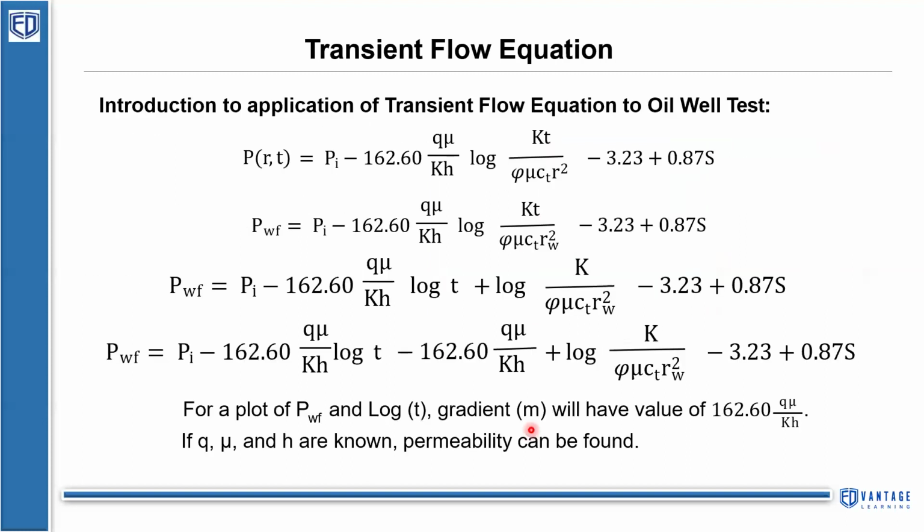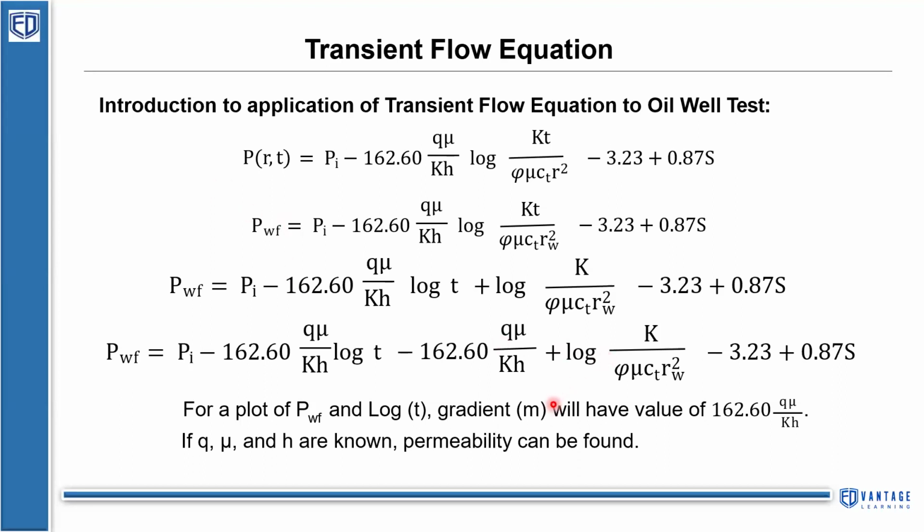So now the transport equation, actual transport flow equation of oil well test will be this. The pressure at a distinctive radius and time will be the initial pressure minus this entire term that is derived: 162.6 Q mu by KH times log of kt by 5 mu r ct rw square, or r square at a distinctive radius r, minus 3.23 plus 0.87 S. So this actual pressure equation typically is the response to IARF, infinite acting radial flow.